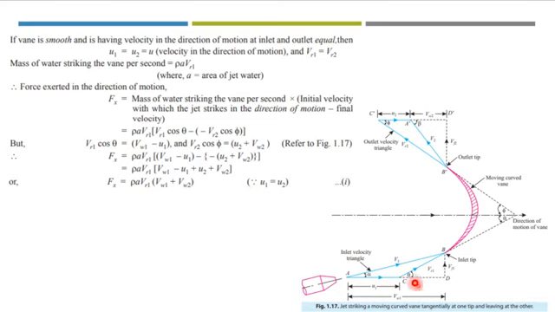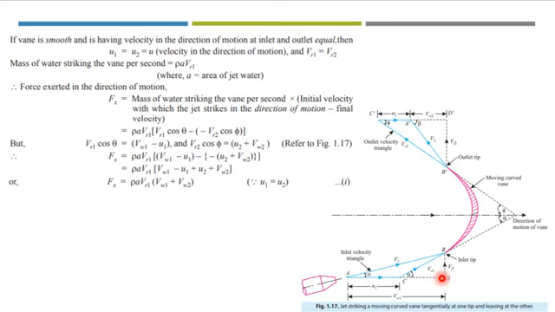So mass of water striking per second is rho A VR1, and initial velocity is VR1 cos theta, and final velocity is minus VR2 cos phi, as you can see from this figure. This is relative velocity, and its x component will be VR1 cos theta. And this is relative velocity at the outlet, and when you resolve it, you get VR2 cos phi in the opposite direction. So upon entering the values, you get the following equation.